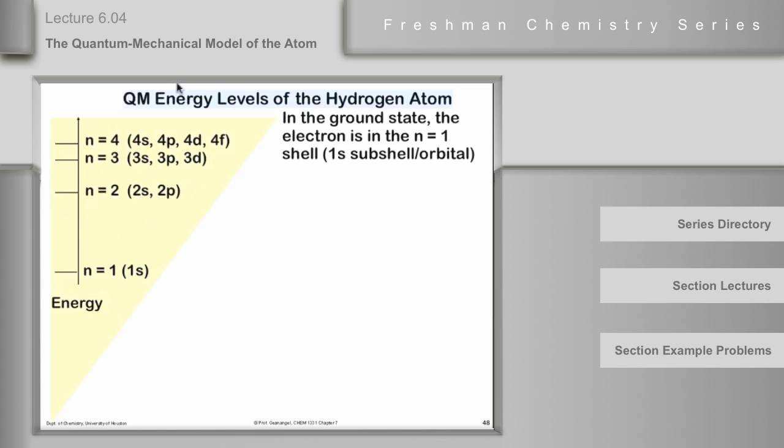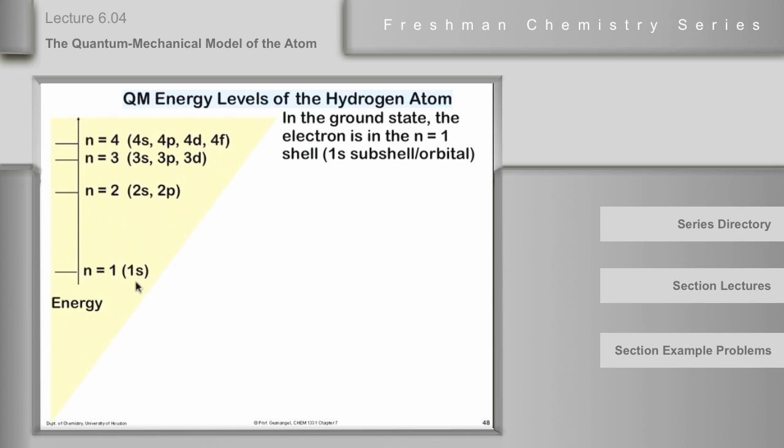Okay, the last thing in Chapter 7 has to do with the energy levels of the hydrogen atom as calculated by Schrödinger, not by Bohr. The results from Schrödinger look a whole lot like Bohr's results. Here is the energy diagram for the shells in the hydrogen atom. N is equal to 1 is the ground state. N is equal to 2 is the first excited state. N is equal to 3 is the second. N is equal to 4 is the third excited state. And here are all the subshells, and they have all the same energy according to quantum mechanics.